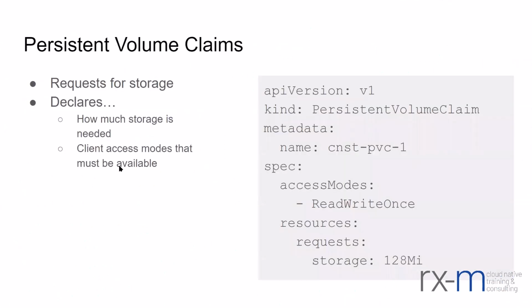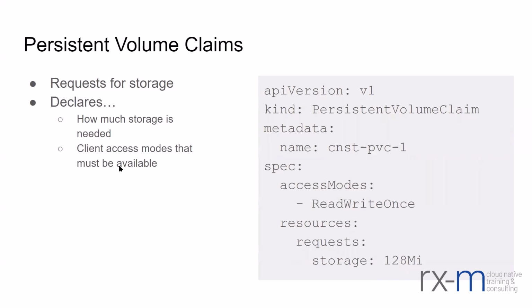Let's begin by taking a look at the persistent volume claim. The persistent volume claim is at the heart of the PV subsystem, and this is the request for storage that a user must create alongside their pod in an application. The PVC declares the amount of storage that is required for the application, and also any access modes that must be made available on the actual volumes that back this claim.